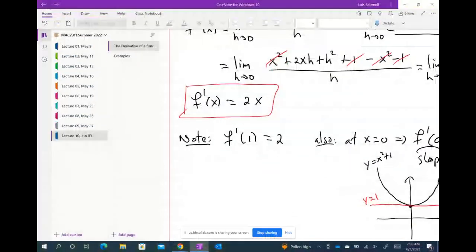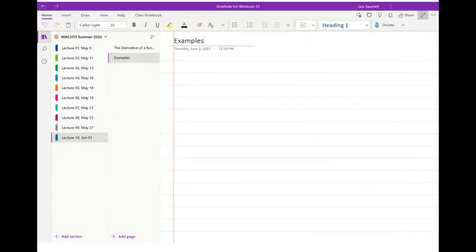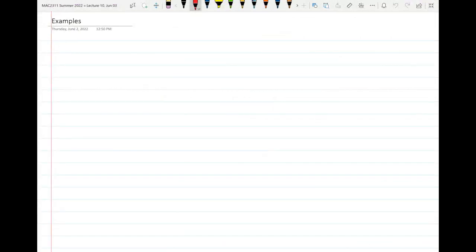All right, so for now, let's get more practice finding derivatives. And remember, the reason why we're interested in derivatives is so that you can find equations of tangent lines. Okay, but we already did an example of finding the equation of a tangent line, so let's focus now on the main ingredient, which is the computation of the derivative.